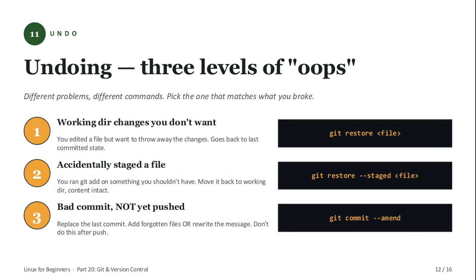Now, mistakes happen, and Git gives you a different undo for each level of regret. If you've just edited a file and want to throw the changes away, git restore brings it back to its last committed state. If you stage something by accident, git restore --staged unstages it without touching your edits. And if your last commit is wrong, missing a file, or has a typo in the message, git commit --amend rewrites it in place. One important caveat: only amend before you push. Rewriting shared history is a whole different headache.